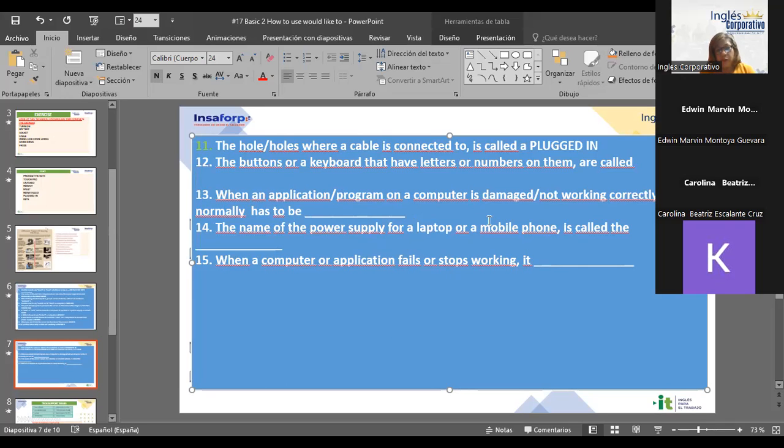Veamos aquí. ¿Cuál es la cuenta de aquí? Sí, que me la va a mandar. Ahorita la va a escribir. Enchufe.